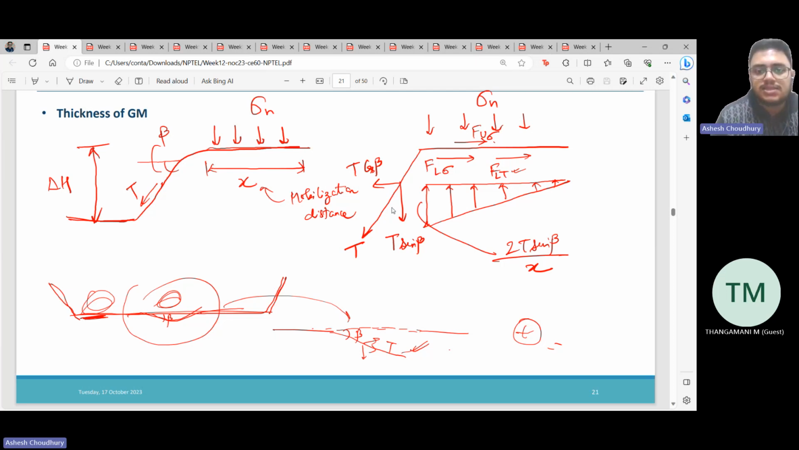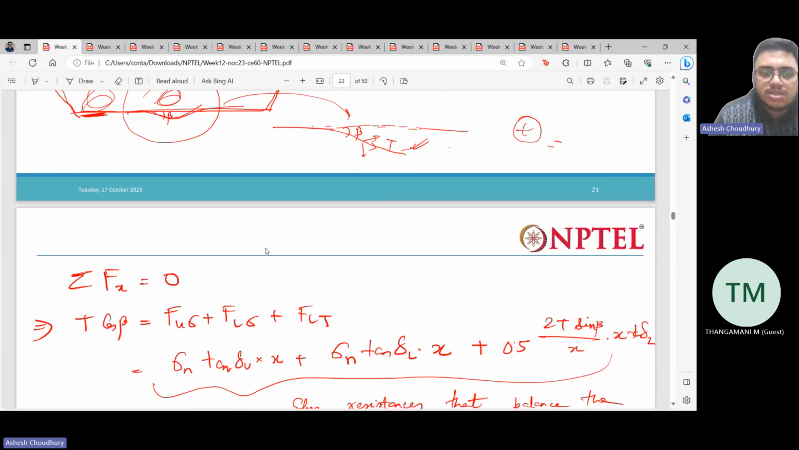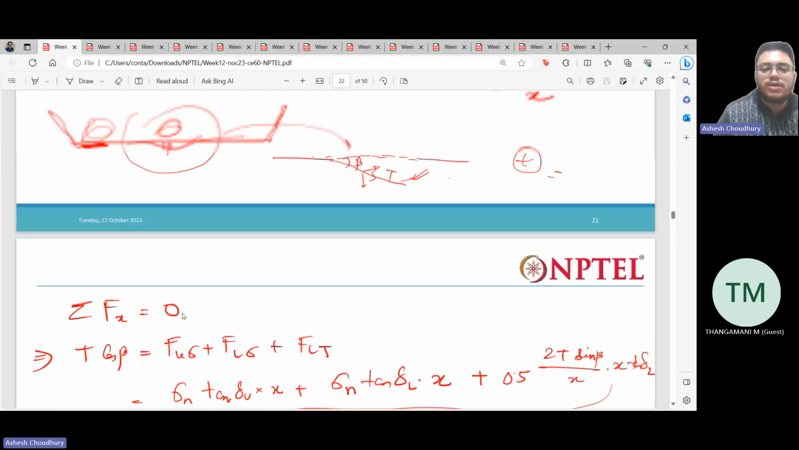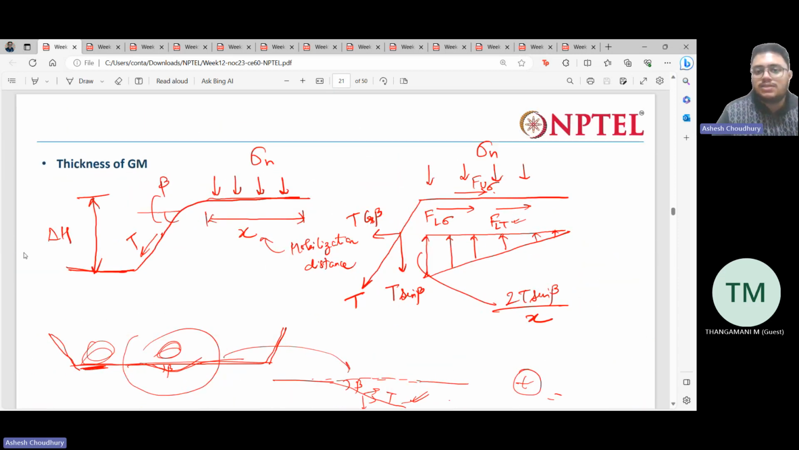So the geomembrane should not tear up due to these tensile stresses. So we need to choose a thickness so that whenever there is an excessive settlement, this tensile stress that develops doesn't tear up the geomembrane. So we need to choose the thickness in such a way. How to find that out? So what we did, we just equated all the forces in the x direction.